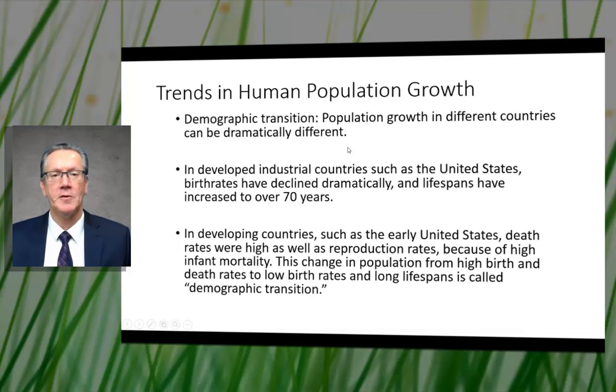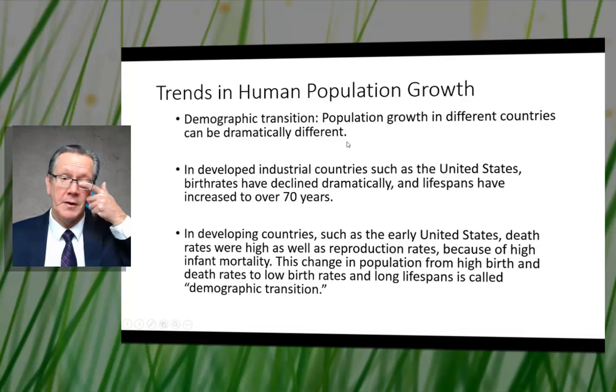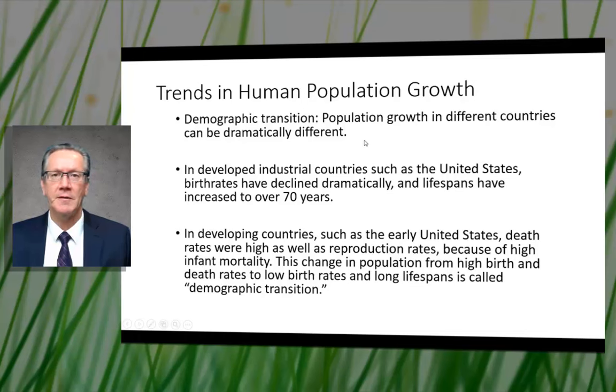Trends in human population growth. Population growth in different countries can be dramatically different. In developed industrial countries such as the United States, birth rates have declined dramatically, and lifespans have increased to over 70 years. In developing countries such as the early United States, death rates were high as well as reproduction rates because of high infant mortality. This change in population from high birth and death rates to low birth rates and long lifespan is called demographic transition.